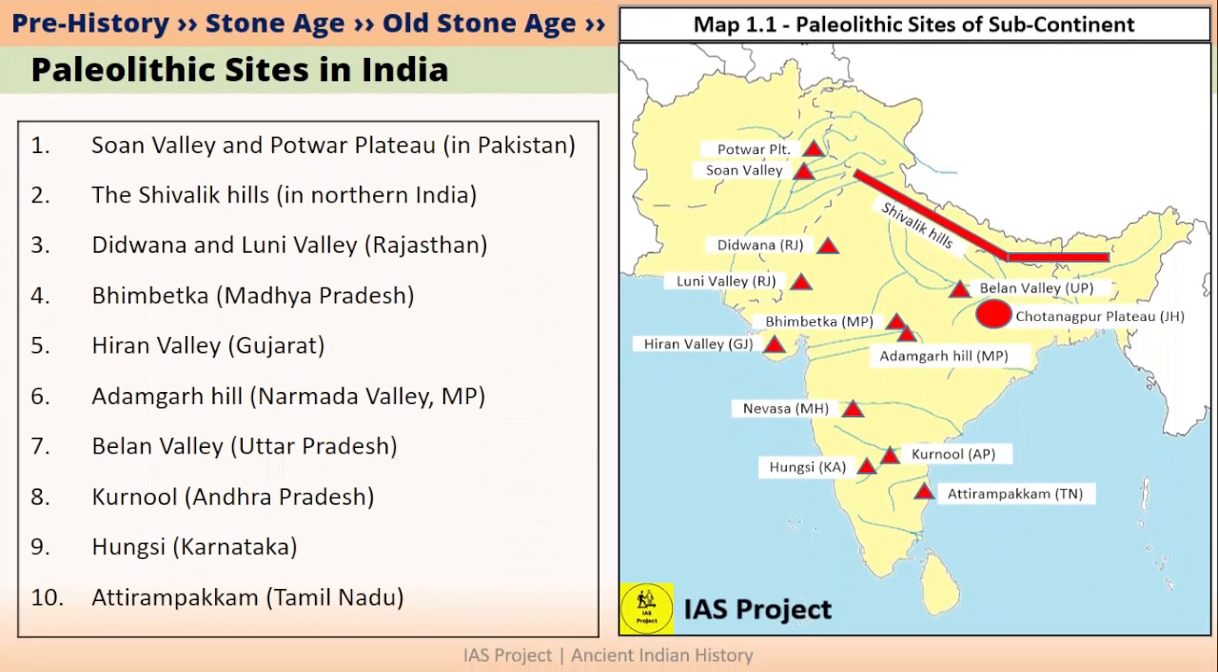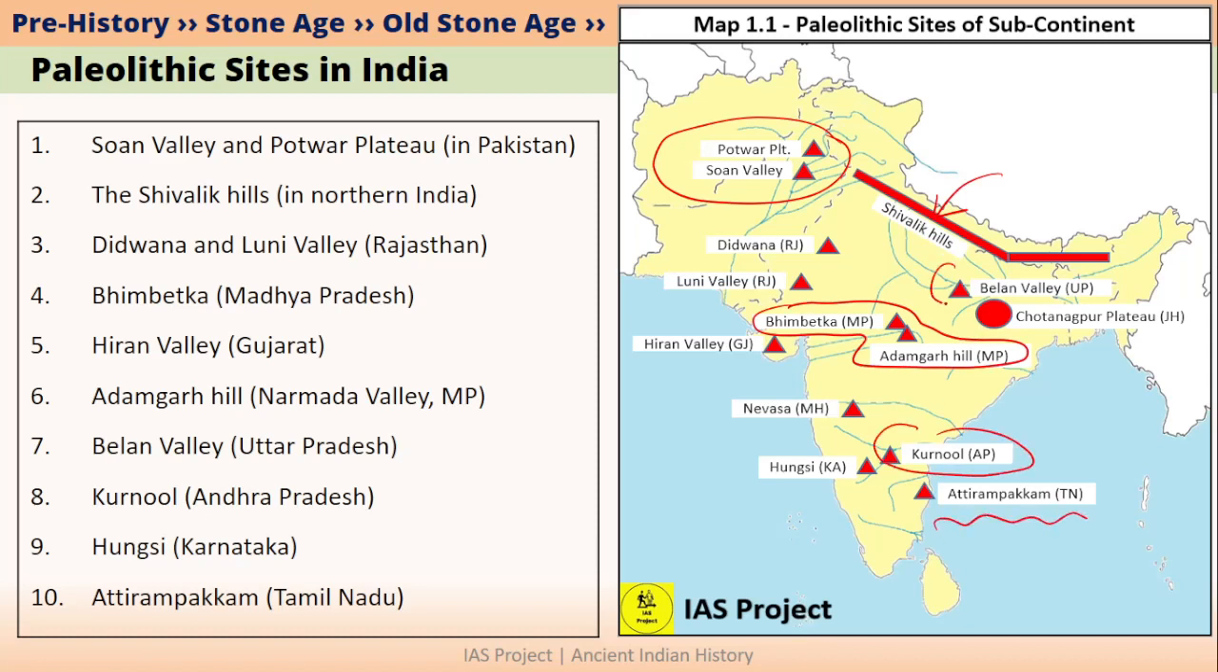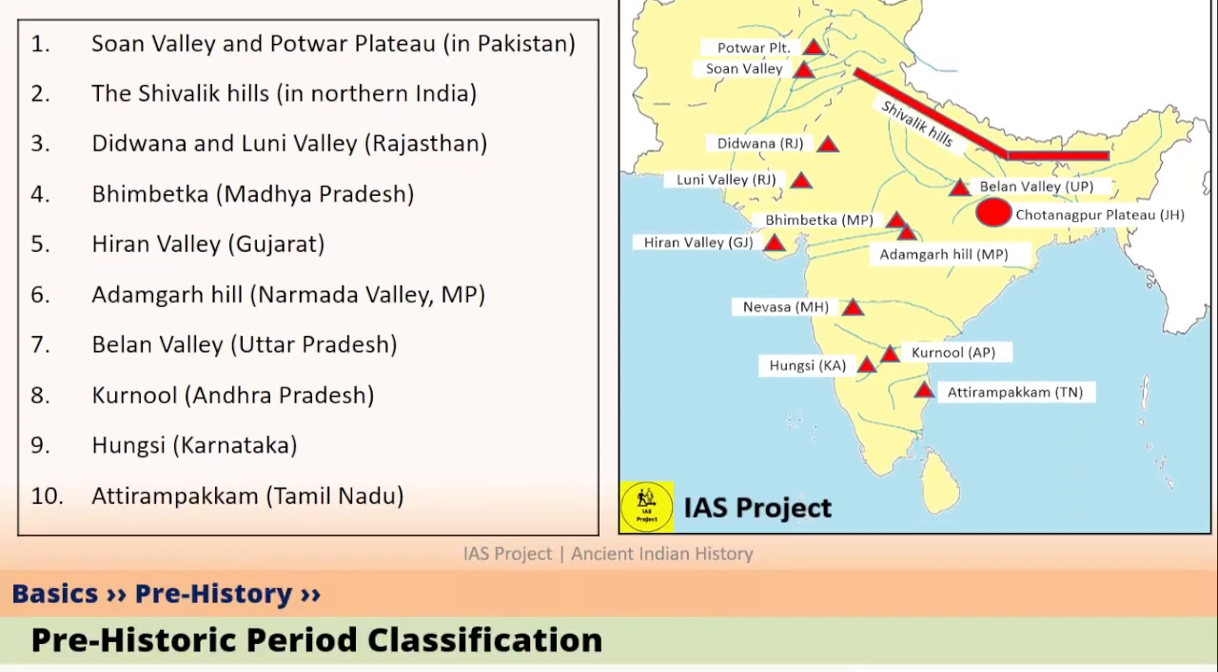These are some of the Paleolithic sites in India. You can remember all of this, but let me tell you some of the important ones. Potwar Plateau and Soan Valley in Pakistan region, Shivalik Hills in North India, Bhimbetka and Adamgarh Hill in Madhya Pradesh, Karnool in Andhra Pradesh and Athirampakkam in Tamil Nadu, Belan Valley in Uttar Pradesh. These are very important sites.